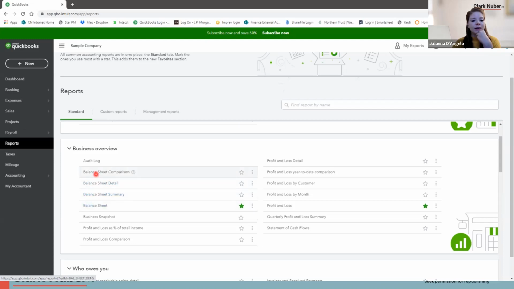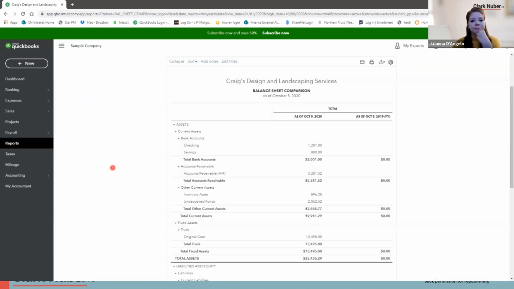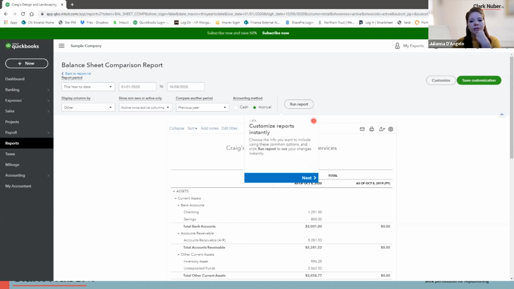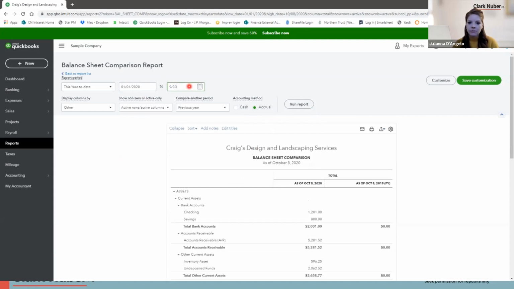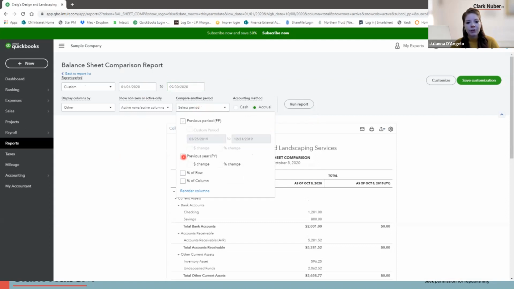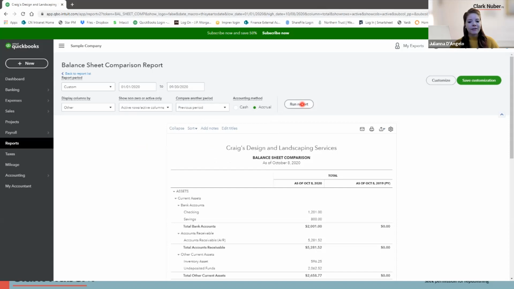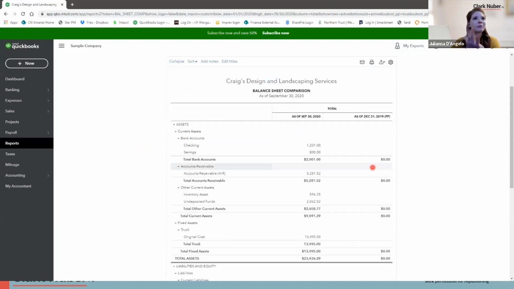So if we look at the balance sheet comparison, it needs to know what we're comparing to. And this is asking us to prepare it. Looks like we're going to go with the previous. Let's go with the previous period. And it's probably not going to give us any prior information because there's nothing in there. But just so you understand that this is a function that you can run in QuickBooks Online, and that way you can see sort of what your comparability is from the prior period or the prior year, depending on what you choose.